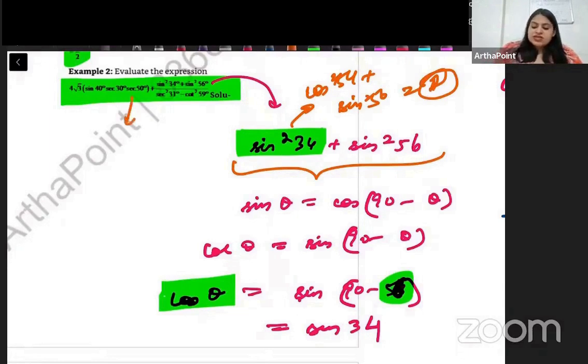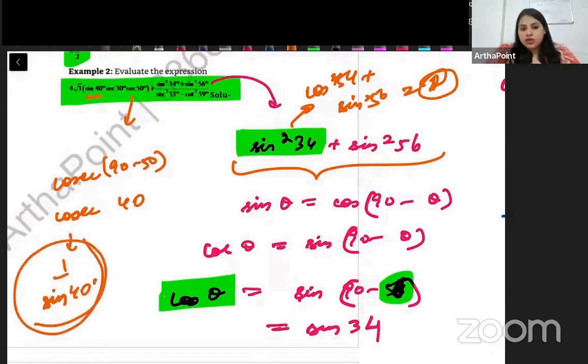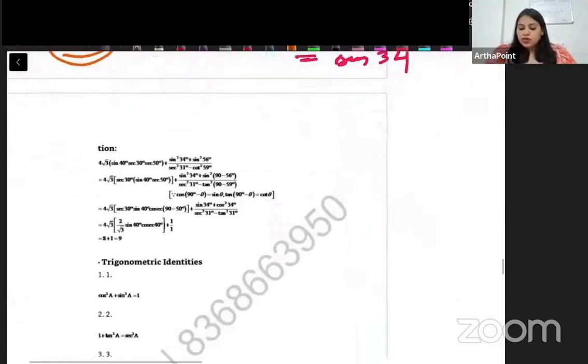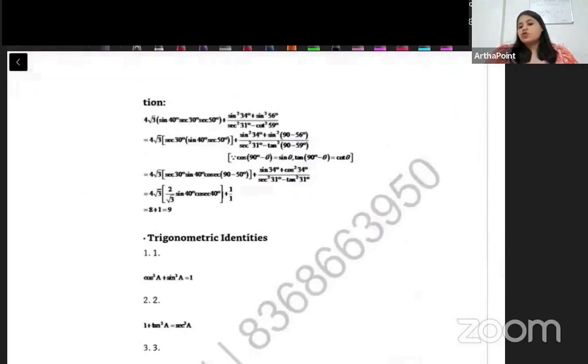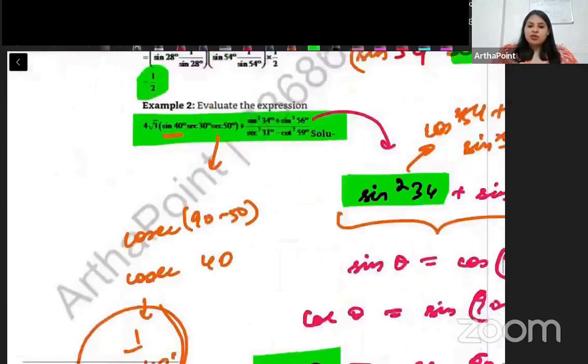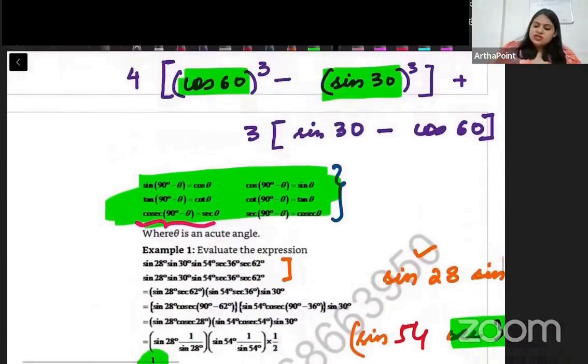Beta, this sec 50 can be rewritten as cosec 90 minus 50. That means cosec 40, and cosec 40 is 1 by sin 40. So 1 by sin 40 into sin 40 will cancel out each other, right? Then only sec 30 will be left there. So you can use these properties here, beta, and after using them you will be able to solve it. I am leaving this up to you to solve. I am not doing it. I've given you the hint. Just use these 6 identities.